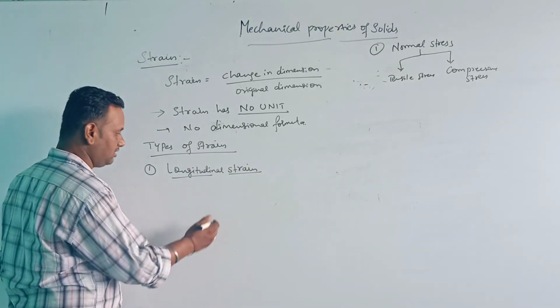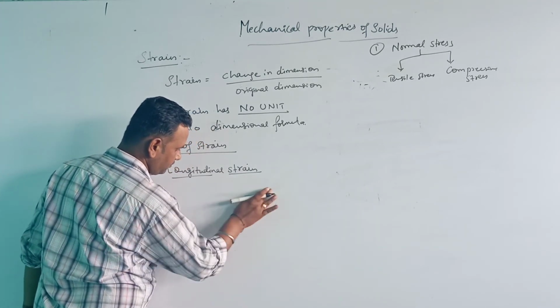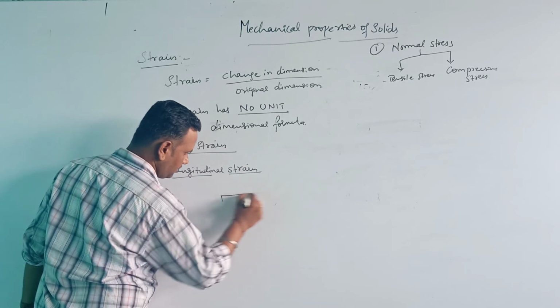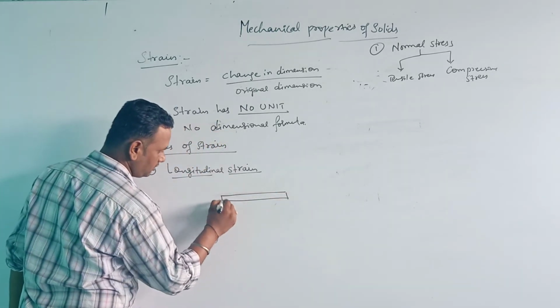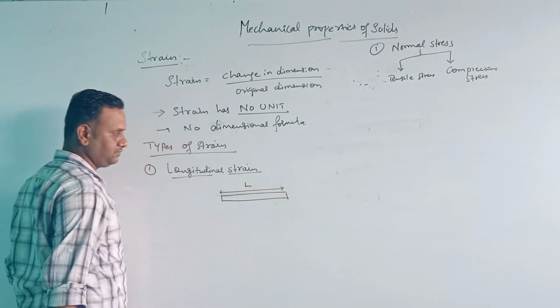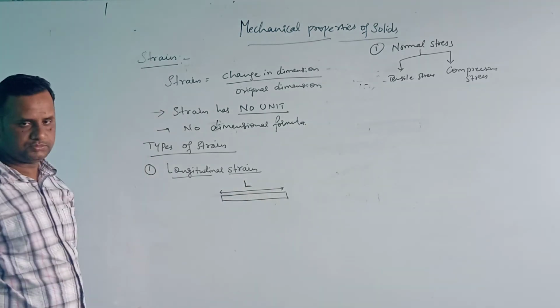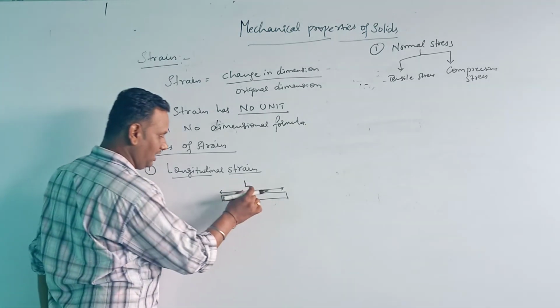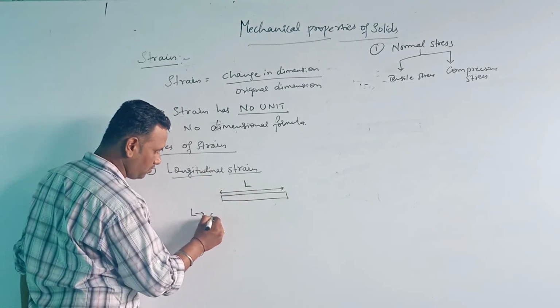Let us consider a metallic rod, any rod, steel rod or metallic rod, whose length is L. So here the length is L. L is the original length.